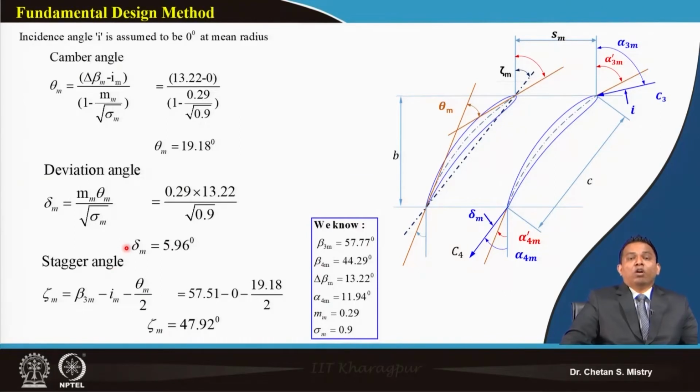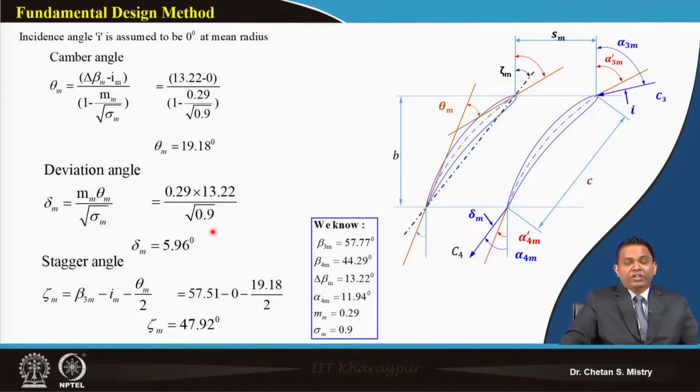Now in order to calculate other flow angles, say maybe camber angle, deviation angle and the stagger angle, we need to have an assumption of our incidence angle. So in line with what we have discussed for rotor 1, here for rotor 2 also our incidence angle at mid station we are assuming to be 0. Okay, if this is coming to be 0, we can say our camber angle is coming 19.18 degree.